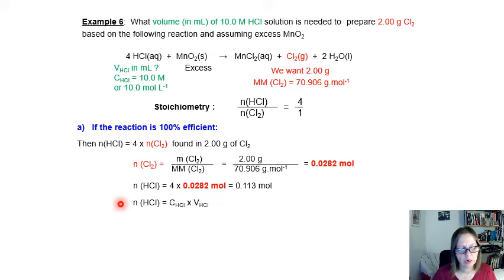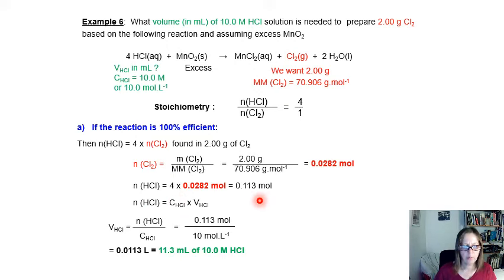So remember your equation, number of moles of HCl is the concentration times the volume. We're after the volume, so rearranging this equation, number of moles of HCl over the concentration of HCl: 0.113 moles divided by 10 moles per liter. So we're going to have a volume in liters. The volume of HCl that we need is 0.0113 liters, or 11.3 milliliters of 10 molar HCl.